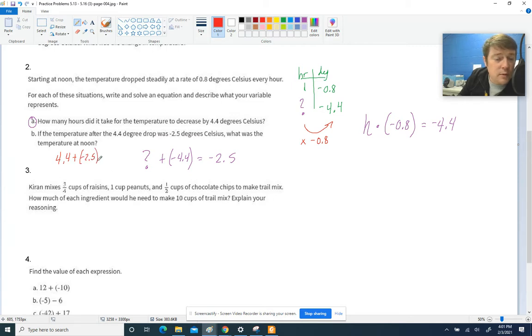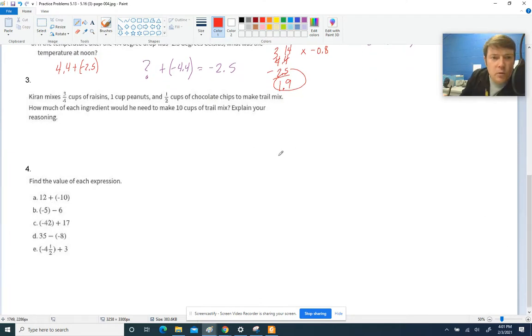And the signs are different, so I would subtract. I'm going to do 4.4 minus 2.5, and I got to borrow. And the difference there is 9 and 1. And the positives clearly win. So for it to end up there and it to drop that much, it had to have been at 1.9 to start at noon. Let's move on to number 3.